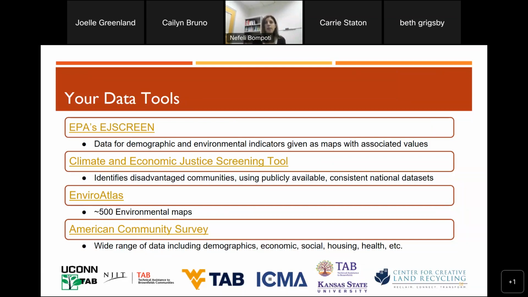Besides that, we also have other data sources, like Environ Atlas. It has more than 500 environmental maps. It really has a lot of data. And of course, the American Community Survey, where you can include demographic, economic, social, and other types of data. Next slide, please.